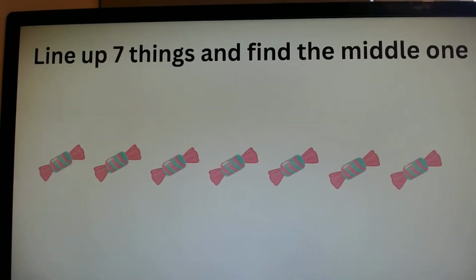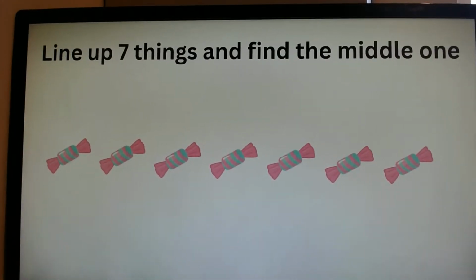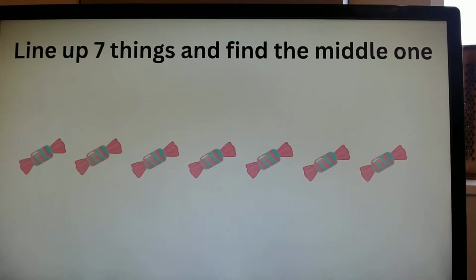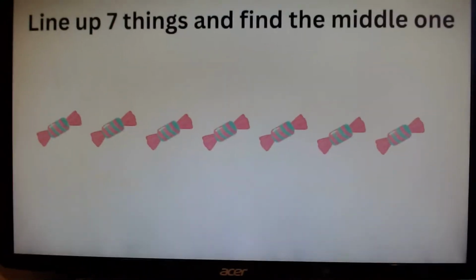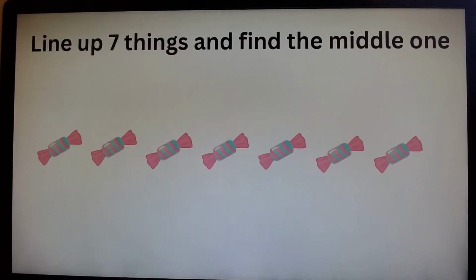So line 7 things up. It doesn't matter if they're the same things or the same colour. Just line them up for me, and find the middle one. Where is the middle one? So line 7 objects up and find the middle one.